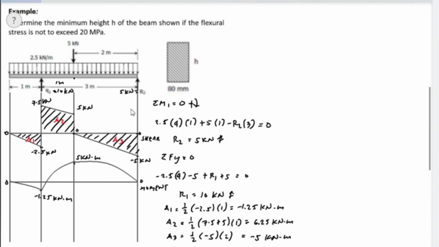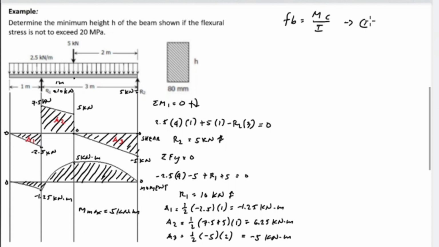And that's it. The maximum moment is equal to 5 kilonewton meter. So this will be the shaded area. And the maximum moment is 5 kilonewton meter. We need to find the value for H using flexural stress formula. So FB is equal to MC over I, and this will be equation 1.